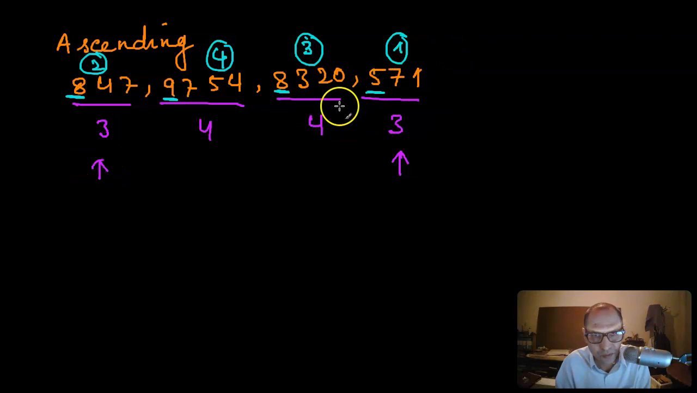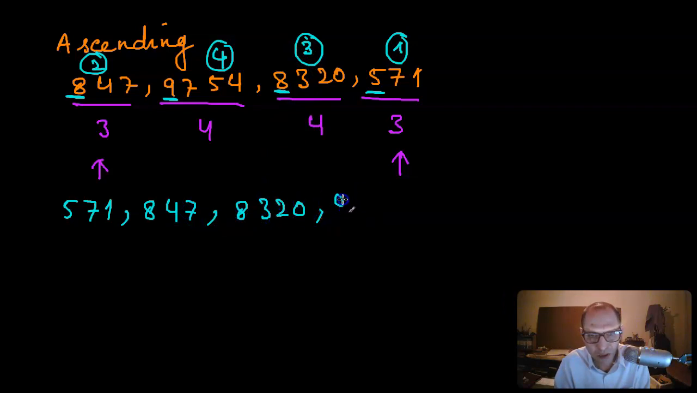So here I'm going to write in the ascending order 571, and then number 2 is 847, number 3 is 8320, and 9754. And I can see that, of course, this number is greater than this number, this number is greater than this number, this number is greater than this number. This is the smallest number, this is the largest number. And so that is essentially writing these numbers in an ascending order, right?